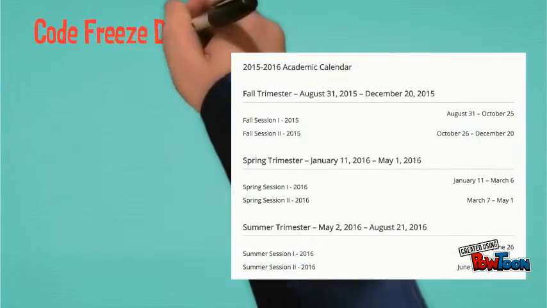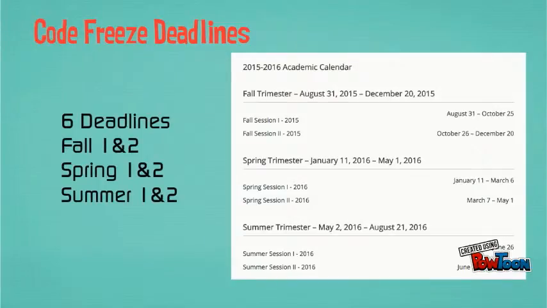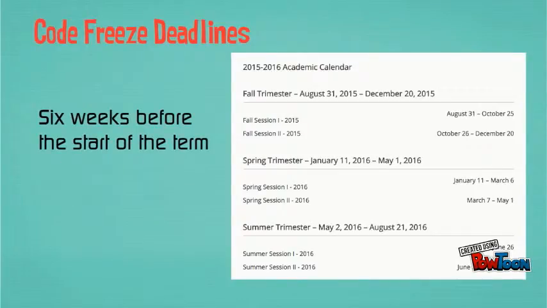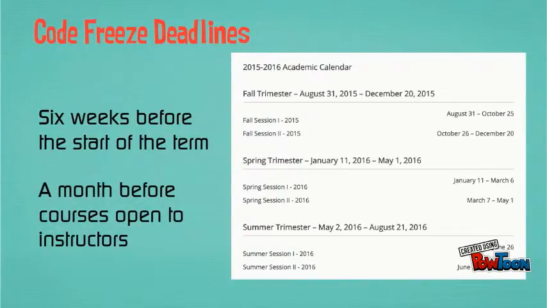There are 6 code freeze deadlines throughout the school year. There are deadlines for Fall 1, Fall 2, Spring 1, Spring 2, Summer 1, and Summer 2. The deadlines usually fall about 6 weeks before the start of the term and about a month before the live shells are released to instructors.